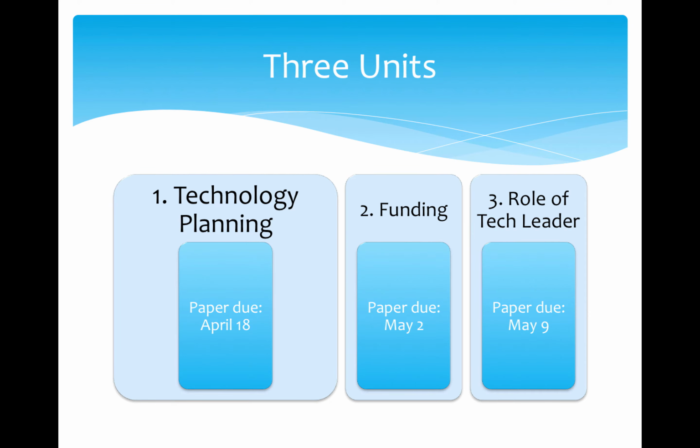The course consists of 3 units. There's the technology planning unit, the funding unit, and the role of the technology leader. The technology planning unit is bigger than the others. That's why it's shown here as being bigger than the others.